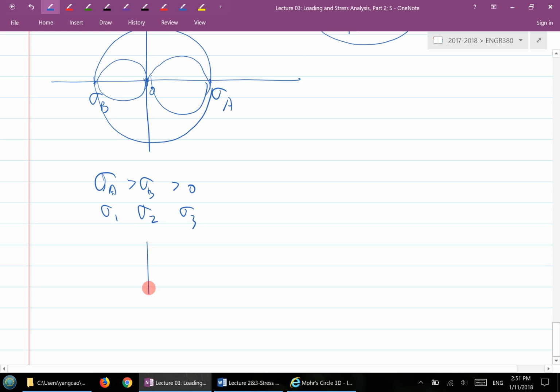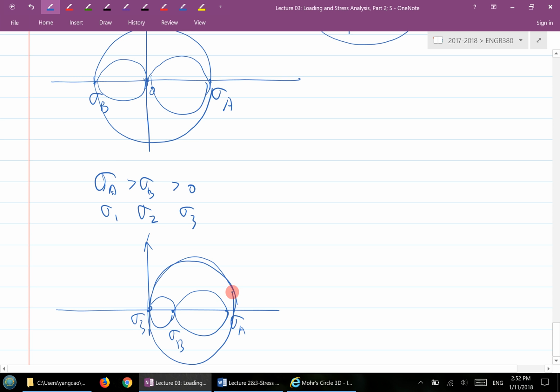And then what does that circle look like now? Sigma A here, sigma B here, and then 0 here. So you have a circle here, a circle here, and finally another circle over here. Now if you look at the maximum shear stress, on which circle is it? Between sigma A and 0. So the planar case, which is just sigma A and sigma B, doesn't give you the maximum shear stress anymore. So in the previous example, we got that one just by chance?